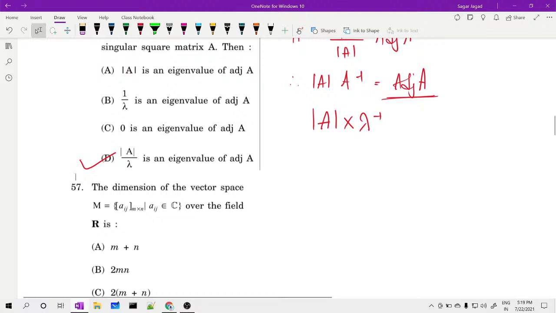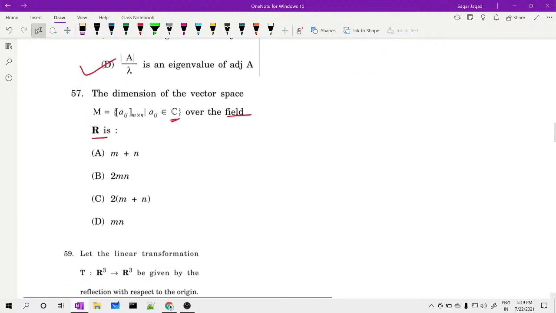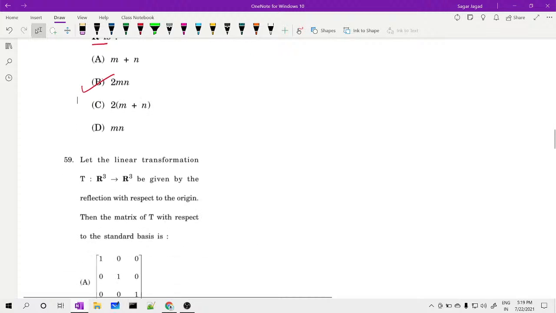The dimension of the vector space M, where these are complex numbers over the field of real numbers, because they just want to trouble us, nothing else. First of all, if it would have been over C, then it would have dimension Mn. Since it is over R, I need to separate the real part and the imaginary part, so it doubles. So it is not Mn, it is 2 times Mn, right? So that is nothing but option B.